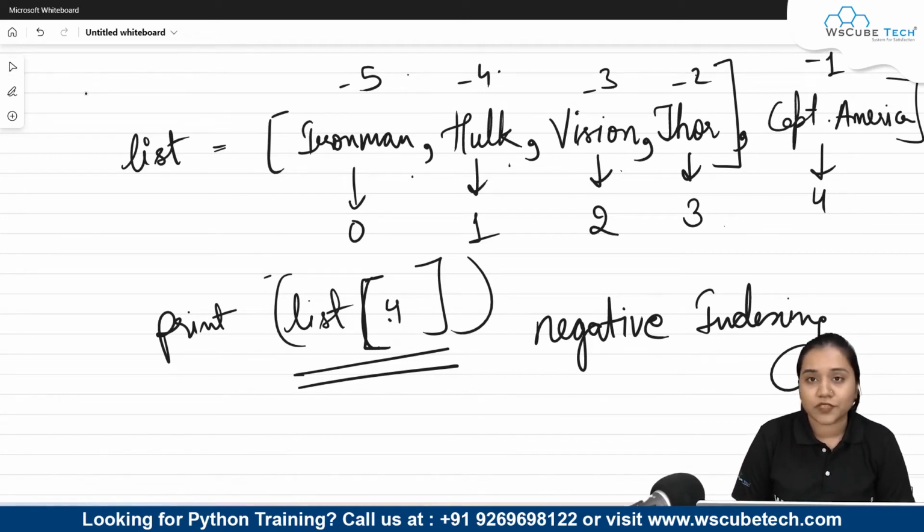Similarly, if we talk about the first element, it doesn't matter if the list is of 2 elements, 3 elements, 4 elements, or 5 elements, the first element will always be on index number 0. Similarly, the last element will always be on index number -1. So instead of writing the positive indexing, we will be writing the negative indexing over here.